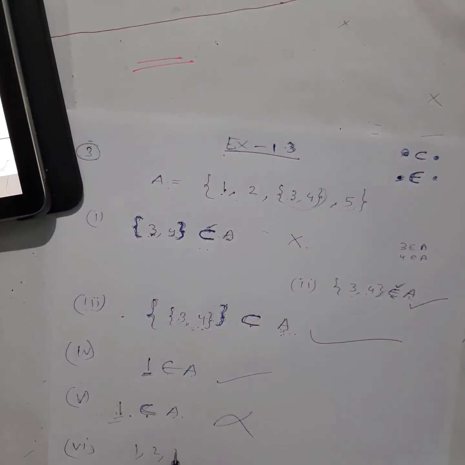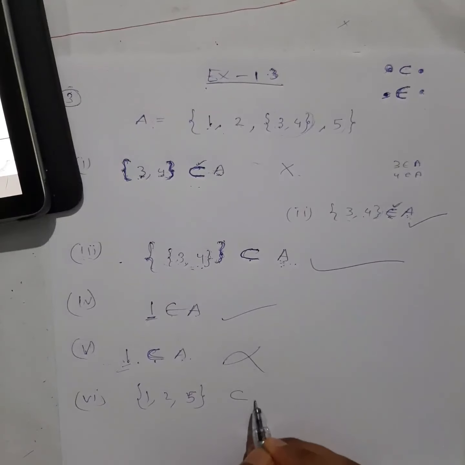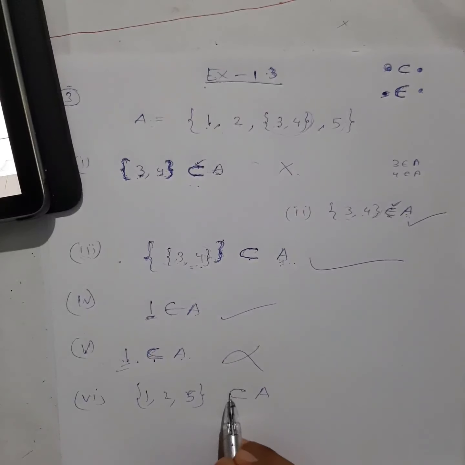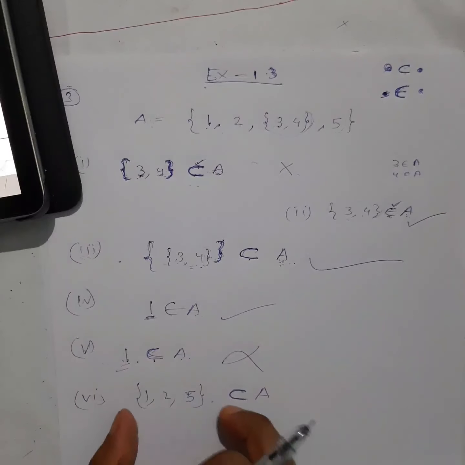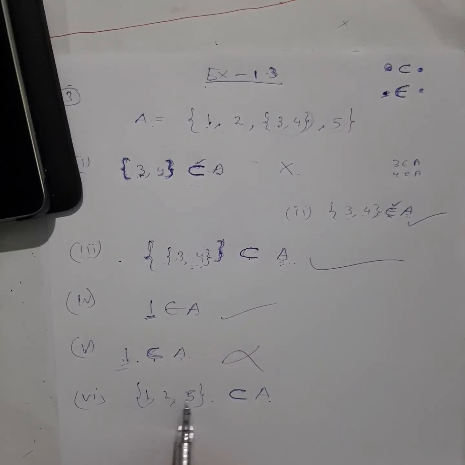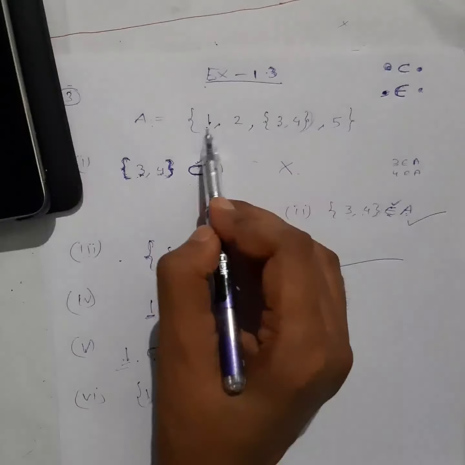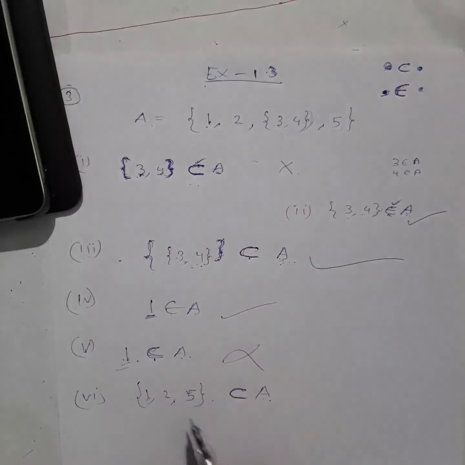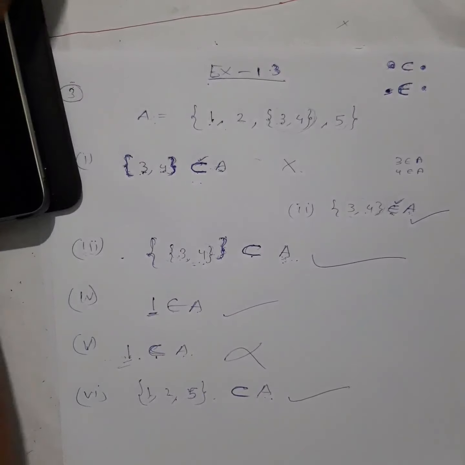{1, 2, 5} is a subset of A, they have said. Now this is the symbol of subset, right? Subset means whatever you have before this must first be a set, and if all the elements of that set are contained here as elements, then that will be a correct statement. So 1, 2, 5: are they there in A? Yes, these elements are there in A as elements. So this is a correct statement.